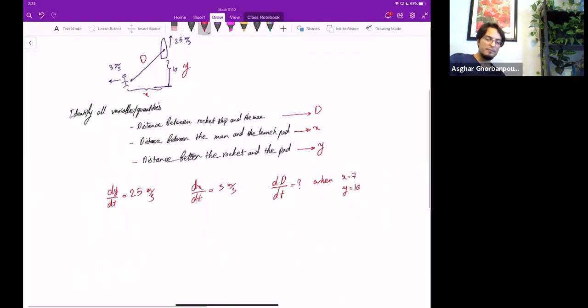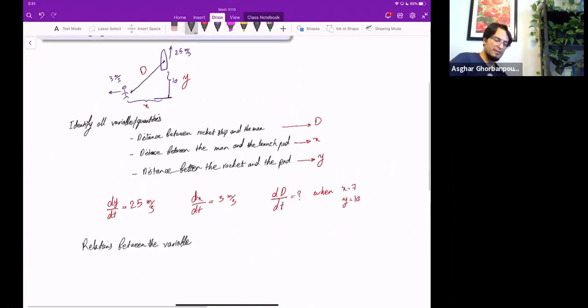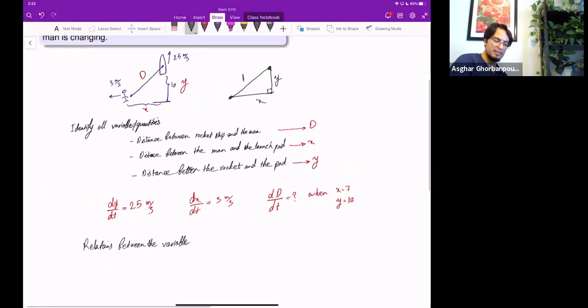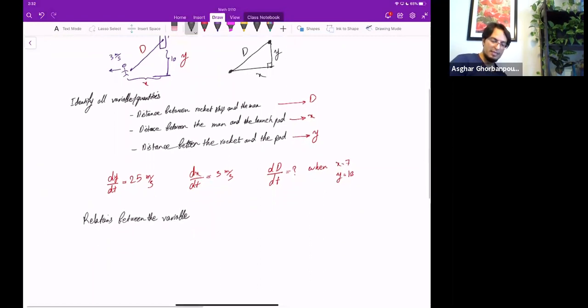But then we have to find the relations between the variables. When you look at it in a schematic way, this is the rocket going up, this is the man running away, this is the launch pad. We have a right triangle here. This is y, this is x, this is D. So basically what we know is D squared is equal to x squared plus y squared.